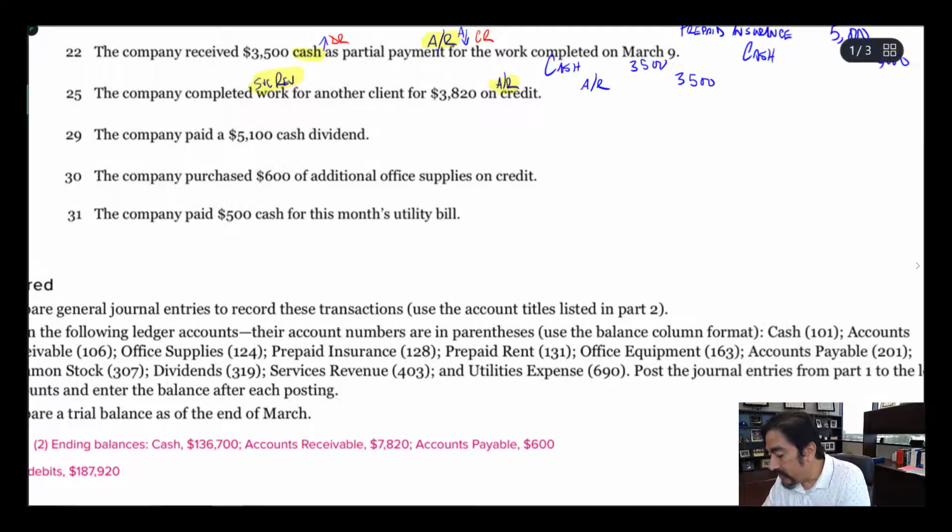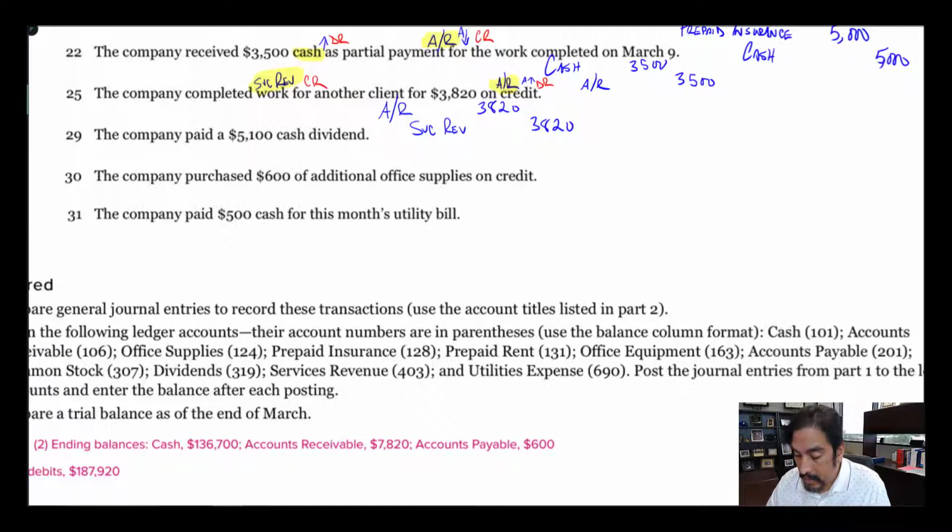So service revenue is always going to be a credit. Accounts receivable is an asset account that we're increasing. We do that with a debit. So this journal entry will be a debit to accounts receivable for $3,820 and a credit to service revenue for $3,820.